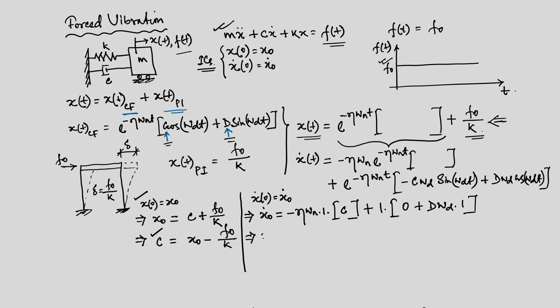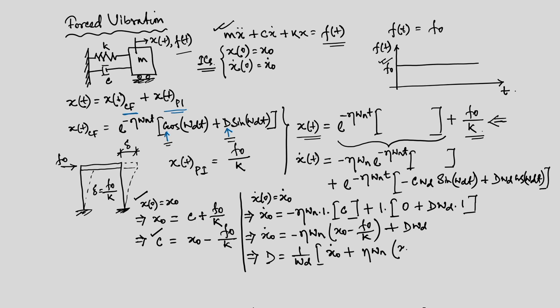So, what ultimately we get is x naught dot is equal to minus eta omega n times C. For C, we can write down x naught minus f naught by k plus d omega d. So, then what we get is d equal to 1 by omega d, and then we have x naught dot plus eta omega n times x naught minus f naught by k. So, what we have? We have both C and D, and for that we use the two initial conditions. So, we have solved both C and D.